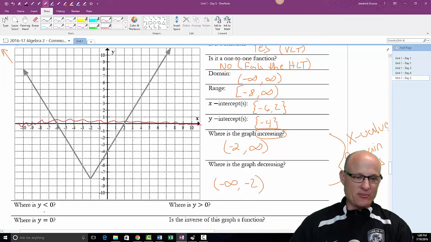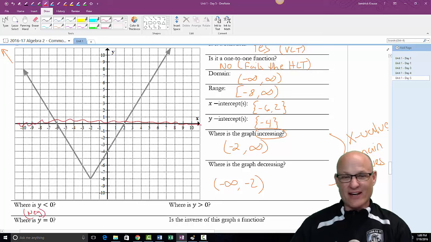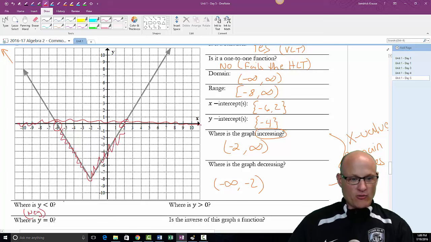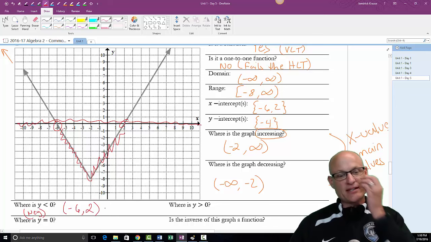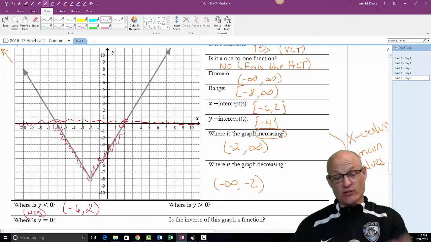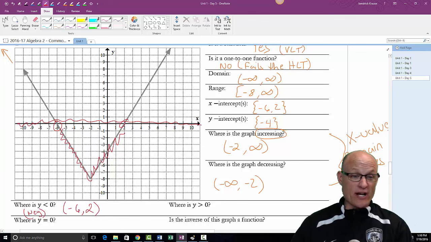Less than 0 means negative. Where are the Y values negative? Starting here and here, all of this, this is where it's negative. So from -6, notice I can't include -6 because at -6, it's 0, and 0 is neither positive nor negative. So from -6 all the way to 2, it's negative.